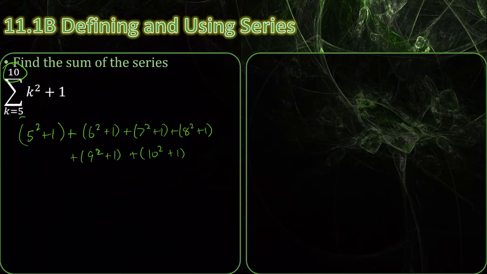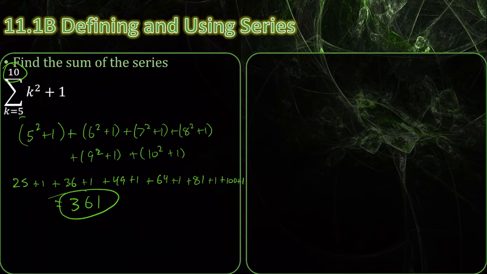And you could simplify that. It'd be 25 plus 1 plus 36 plus 1 plus 49 plus 1 plus 64 plus 1 plus 81 plus 1 plus 100 plus 1. You put it all in your calculator and you come up with 361. Why don't you try number 39? Pause it.